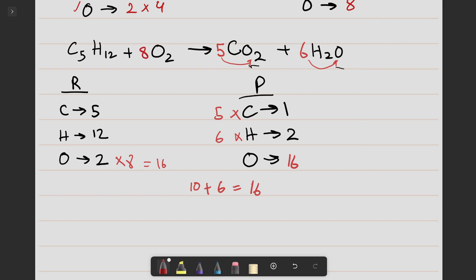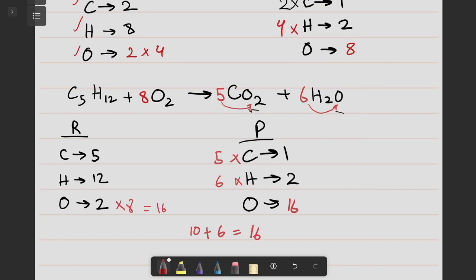We have 5 carbons, carbon's correct. We have 12 hydrogens, 12 hydrogens, correct. We have 16 oxygens, 10 over here and 6 there, 16, correct.